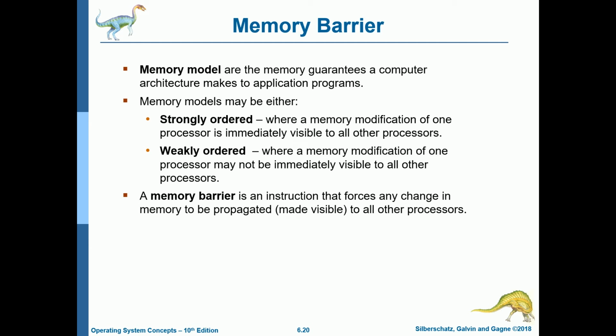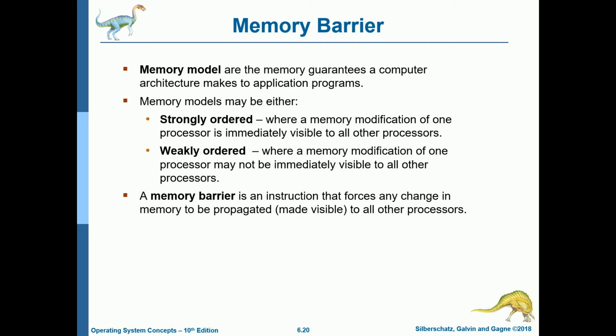In general, a memory model falls into one of two categories: one, strongly ordered, where a memory modification on one processor is immediately visible to all other processors, or two, weakly ordered, where modifications to the memory on one processor may not be immediately visible to other processors.